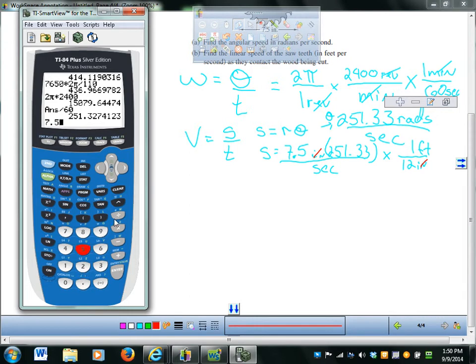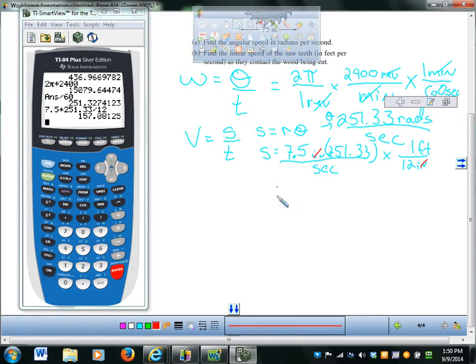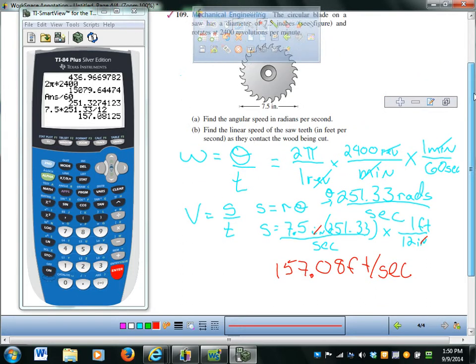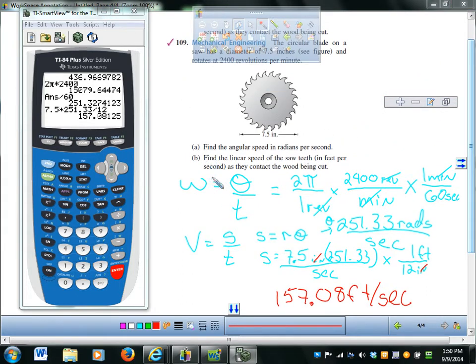7.5 times 251.33. And I'm going to divide that answer by 12. And I get that the saw blade is going 157.08 feet per second. Okay? I think we did that right. Let's make sure.